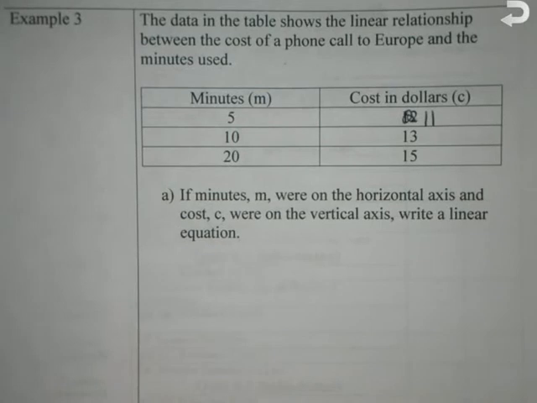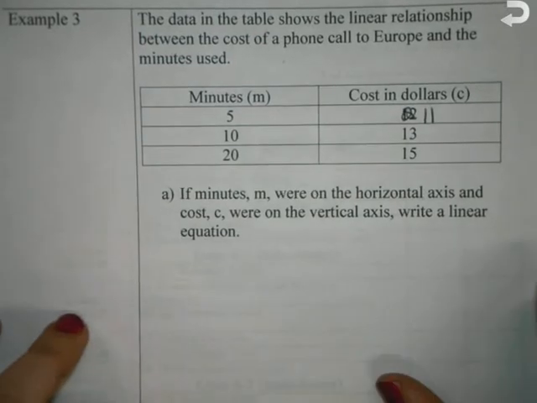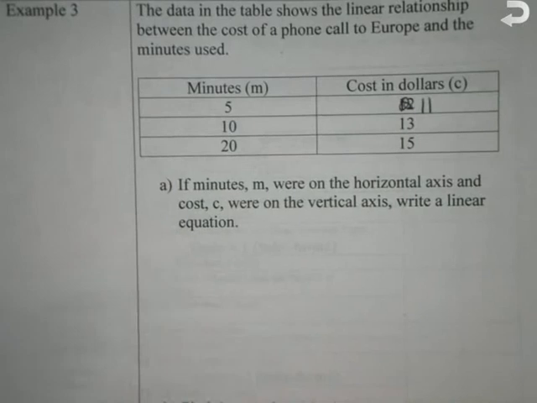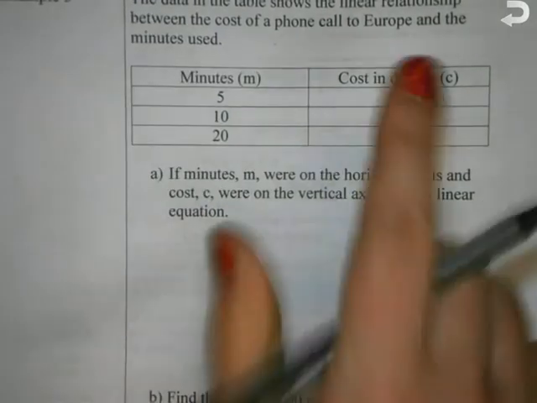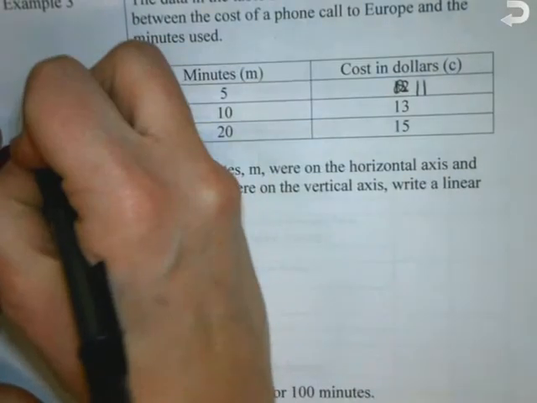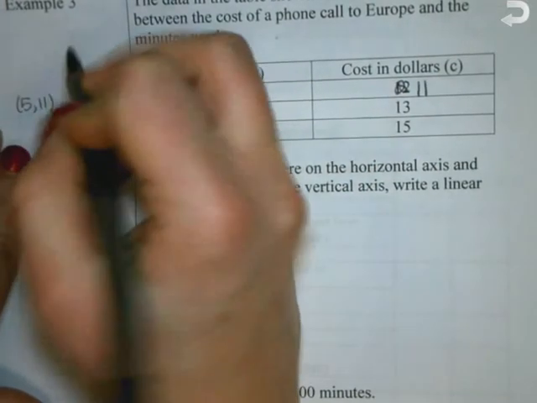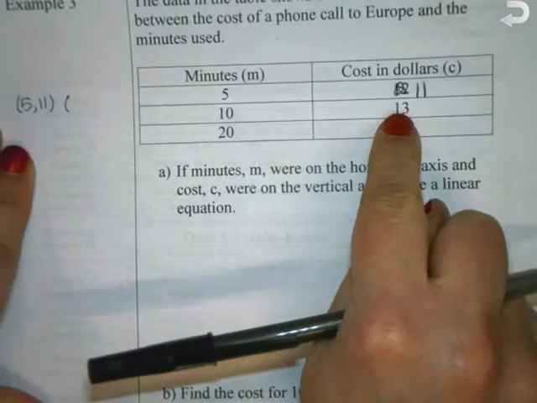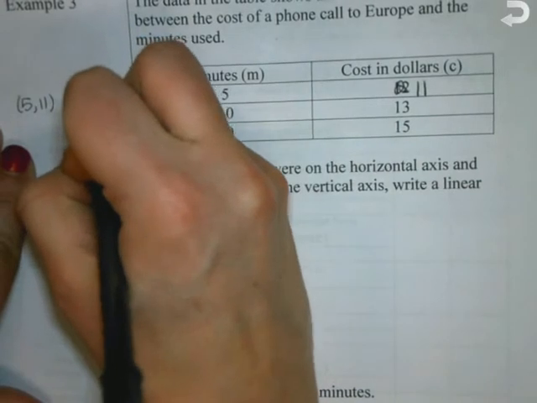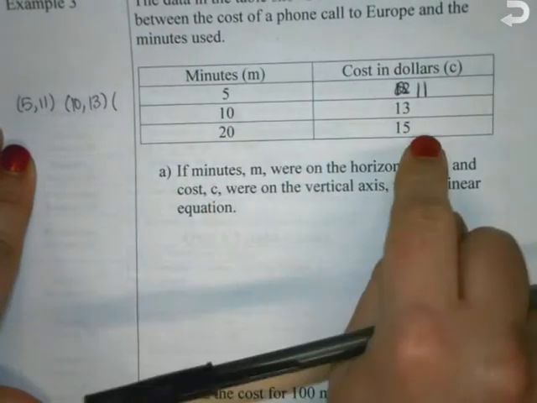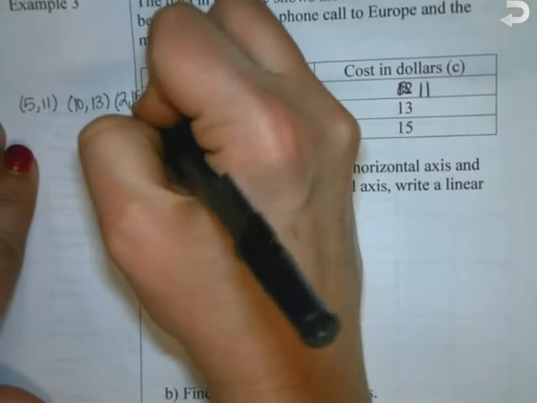Okay. So, we have 3 points here, right? What's this point? 5, comma 11. What is this one? 10, 13. And what is this one? 20 and 15. I only need to pick 2. Let's pick the first 2 because they're smaller.